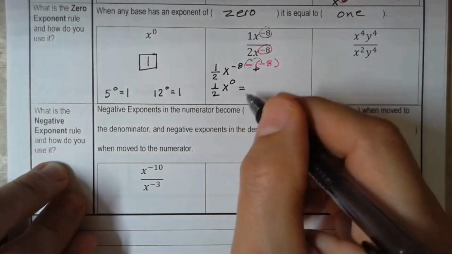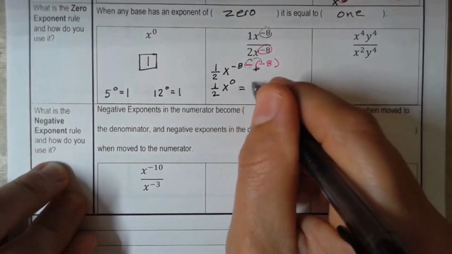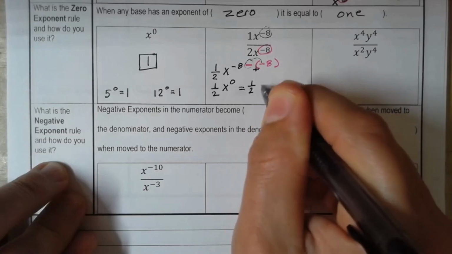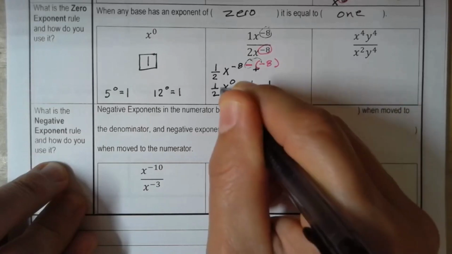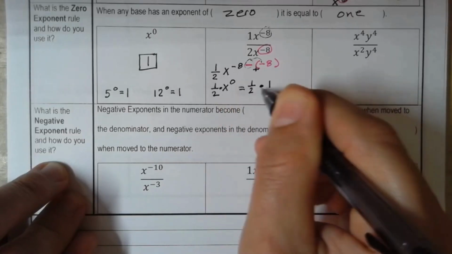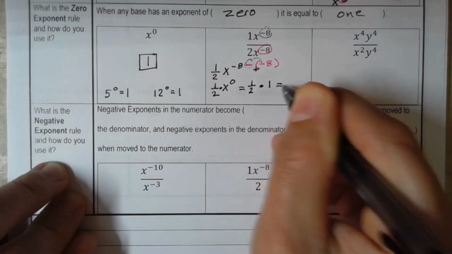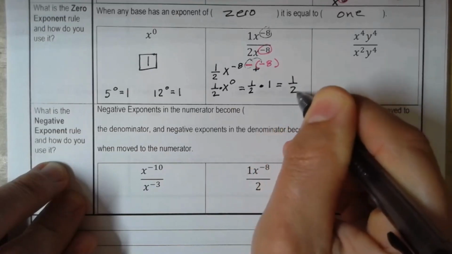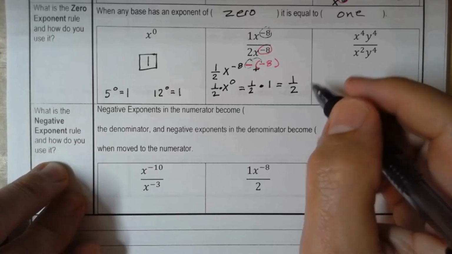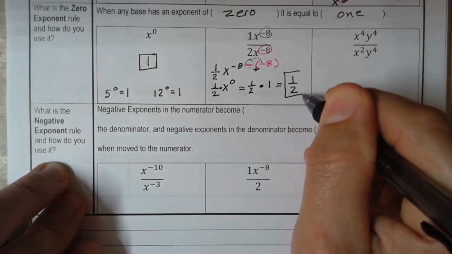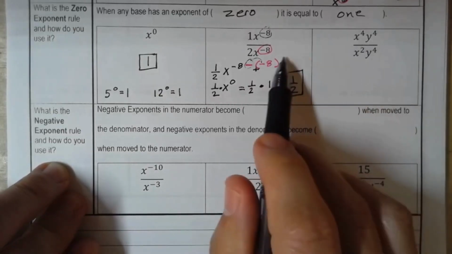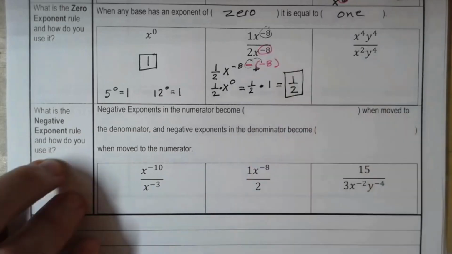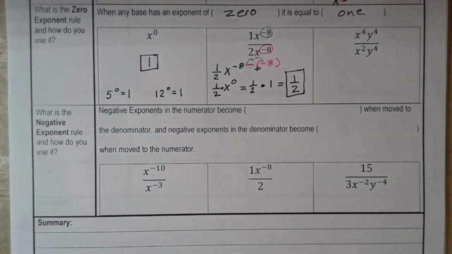Remember from that point, x to the power of 0 really is just 1. That's like saying 1/2 times 1. Instead of times x to the power of 0, it's 1/2 times 1, which would just give me 1/2, because 1 times anything is itself. So kind of a tricky problem, but this really tests your knowledge to see, do you understand the zero rule?